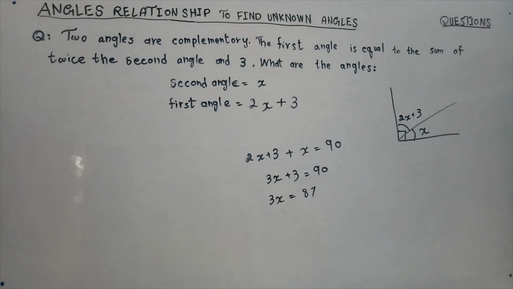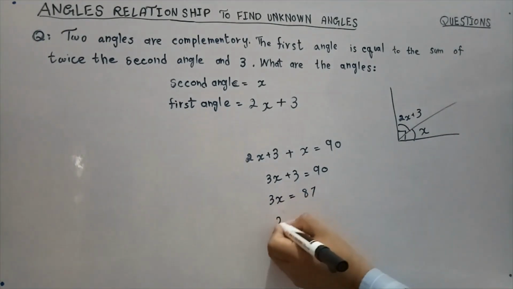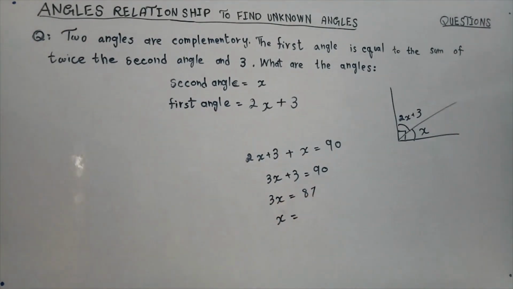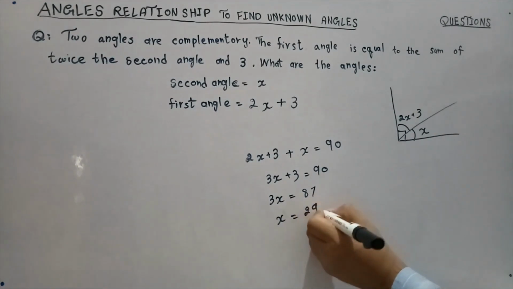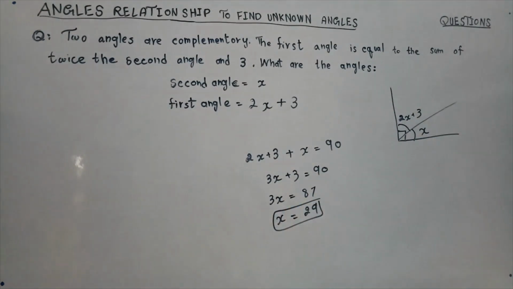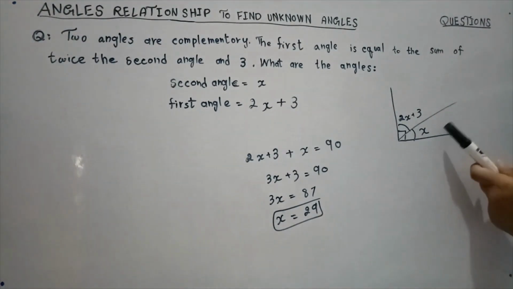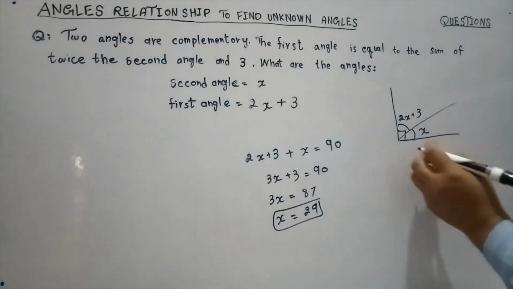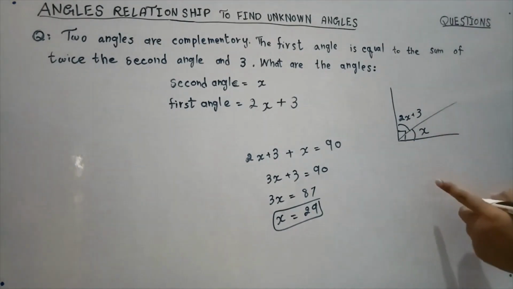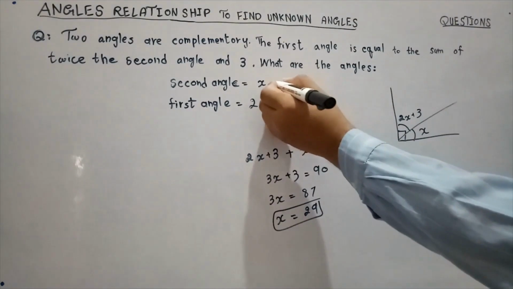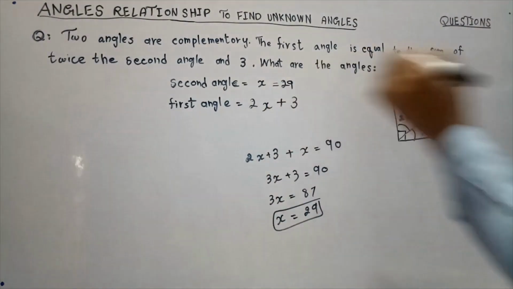If I divide by 3 on both sides, here we are left with x, and here it will be equal to 29. Here we get the value of x, which is equal to 29. Now we have found the value of x, which is the second angle, equal to 29 degrees.